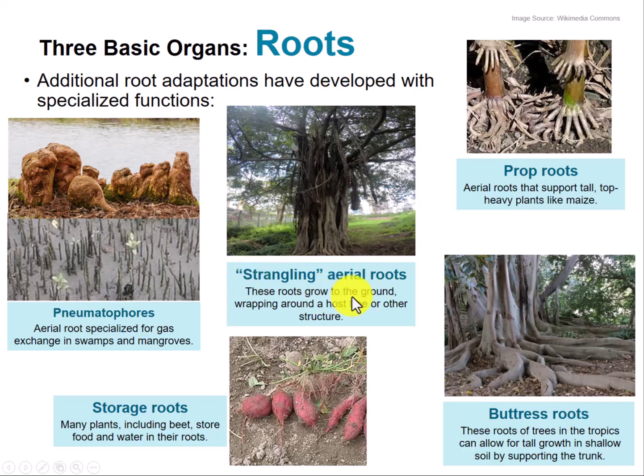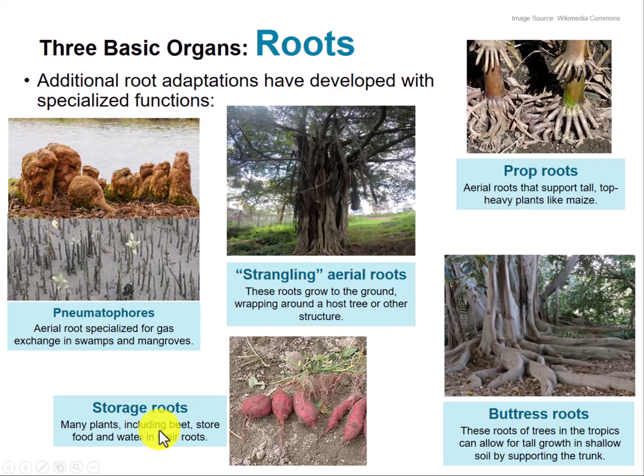We have strangling aerial roots, and these roots grow to the ground, wrapping around the host tree or other structure, giving the parasitic plant that's growing on that tree an advantage. Prop roots, this is corn. So these are aerial roots to support tall, top-heavy plants like maize.